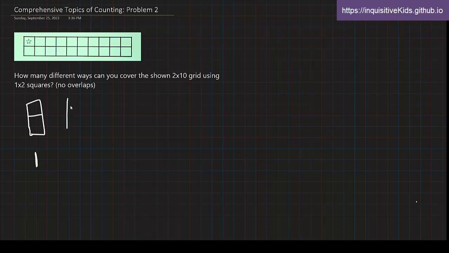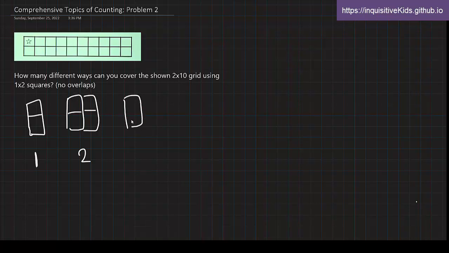But what if we cut out another row? A 2 by 2 square. Well, now there are two different ways to cover this. We could either do these two horizontally on top of each other or vertically next to each other. So there are two different ways.